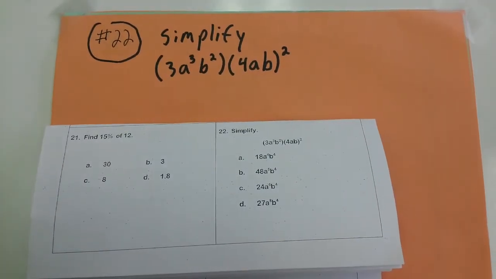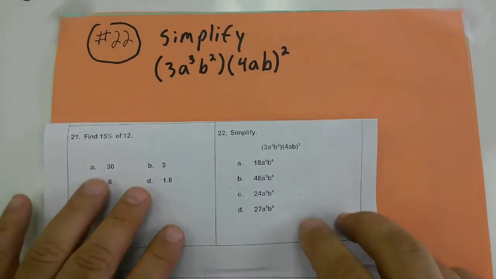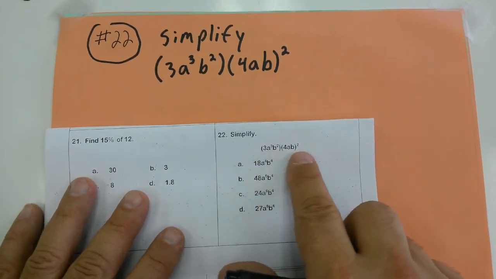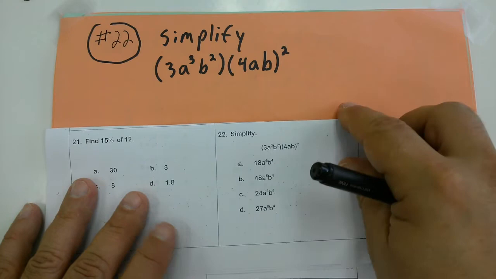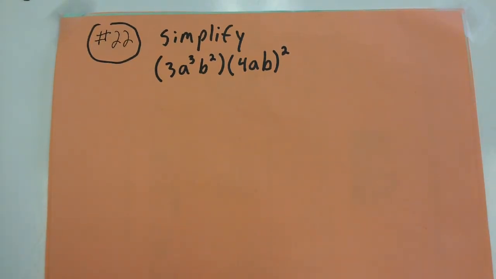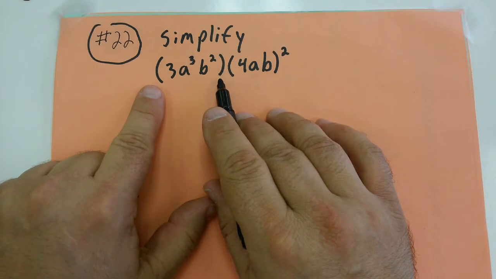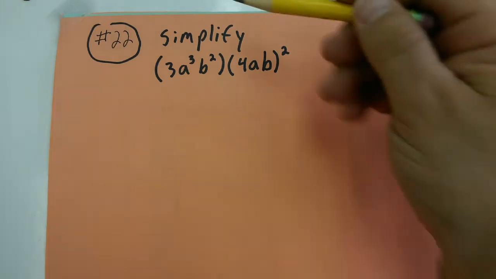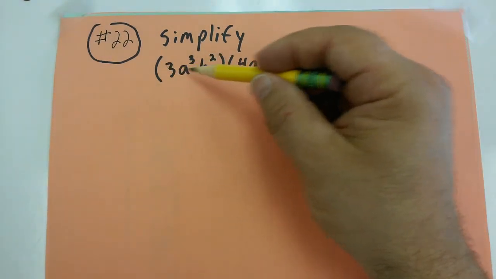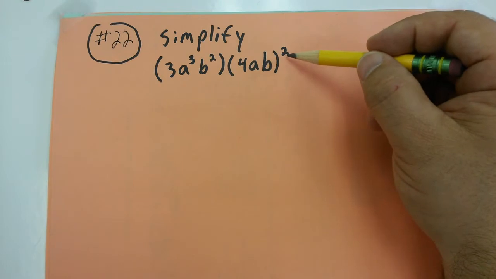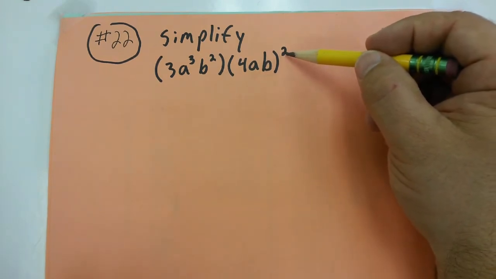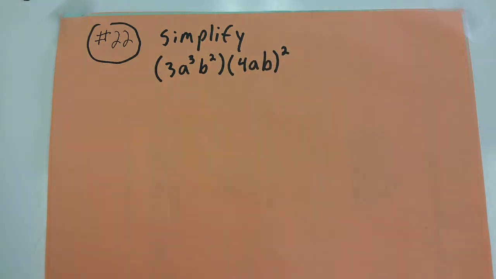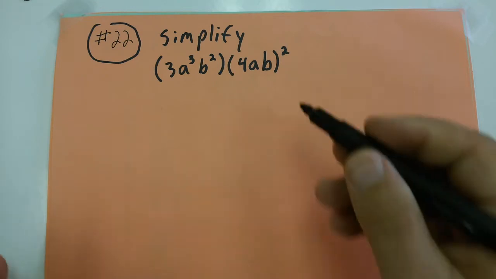Number 22 on the PERT practice test says simplify. Now, this is a case where you have to be pretty knowledgeable about the laws of exponents. And here's the deal. With the first quantity, there's no exponent outside of the parentheses. So technically what that means is I don't need this parenthesis, but the second quantity has an exponent, and so I'm going to need to use those parentheses to group this and evaluate or simplify the problem.